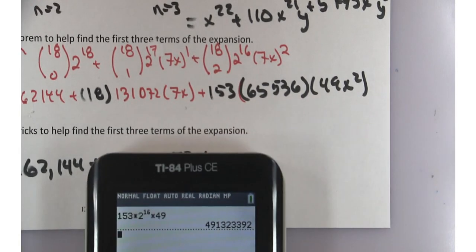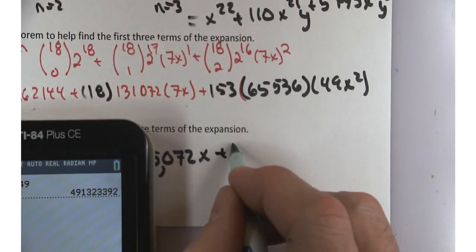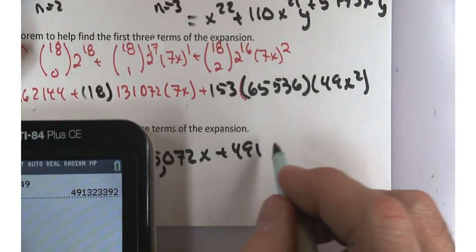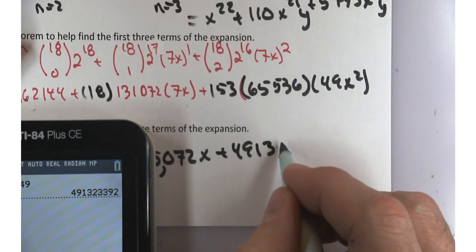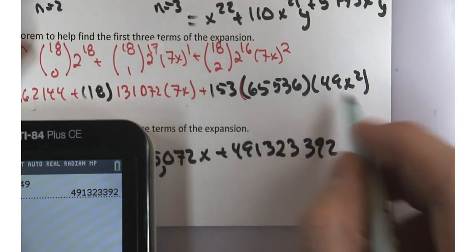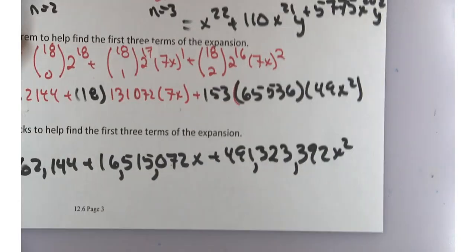Whew, that feels kind of big. Is that what you guys were getting? All right, plus 491,323,392 x squared. Wow. Nice.